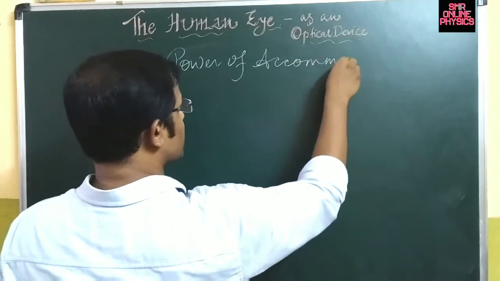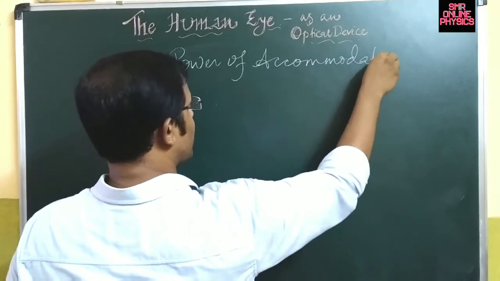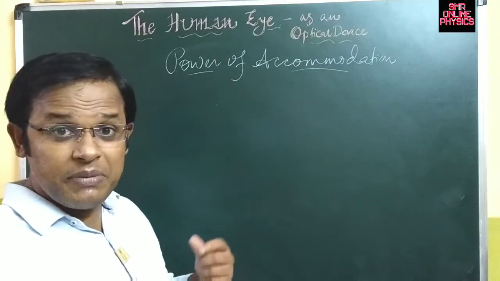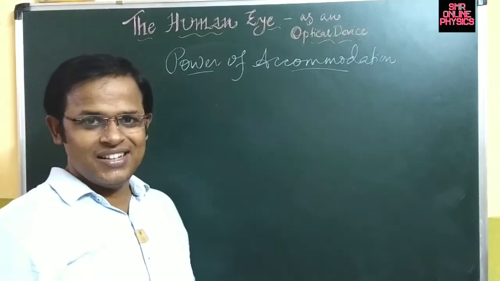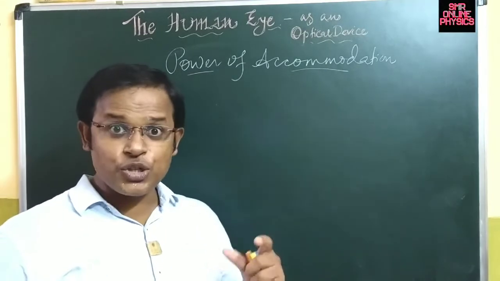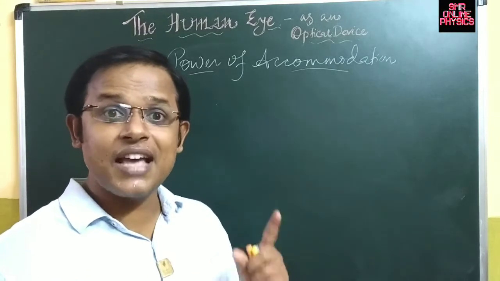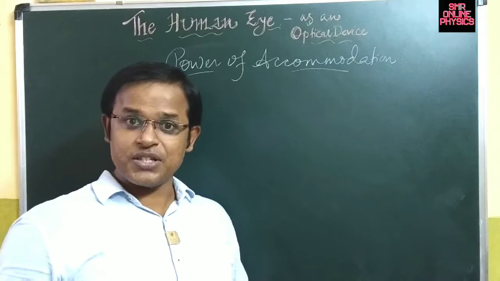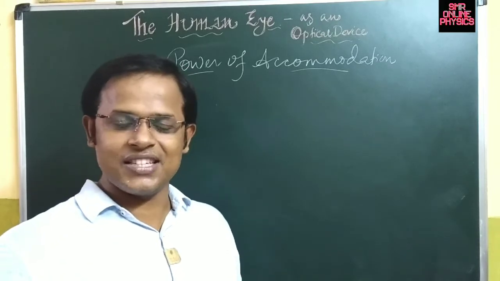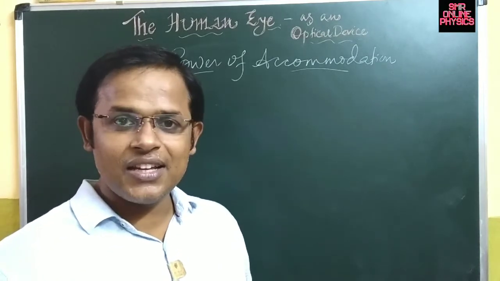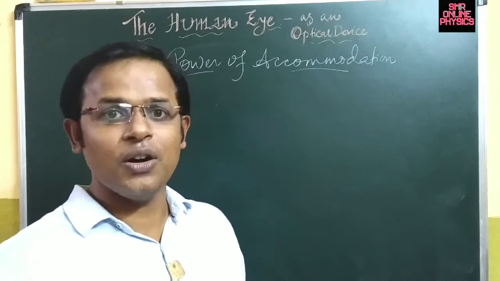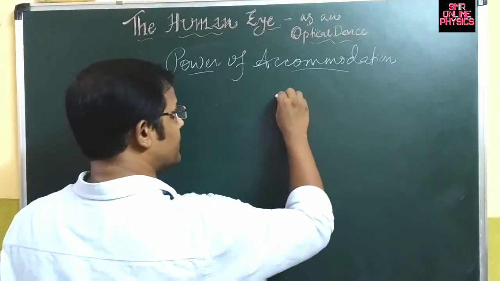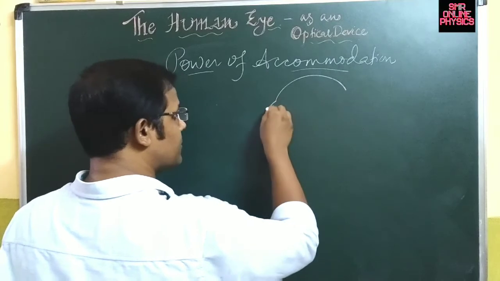If you just focus on the word accommodation, it means to accommodate. Accommodate means to adjust. What should adjust? The shape and size of the eye lens. The shape and size of the eye lens will adjust, meaning the focal length of the eye lens will get adjusted, and thus a clear, sharp image will be formed on the retina.